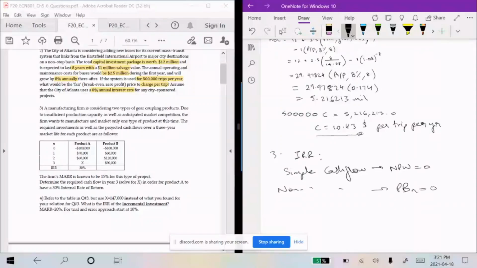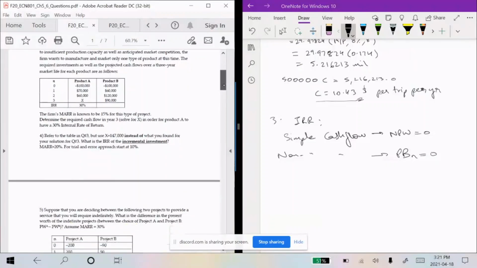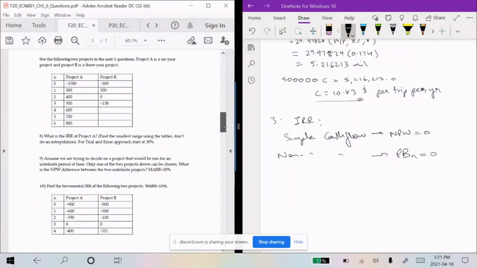So here, what simple cash flow means is that only the first value is negative, and all the others have the same sign, all positive. So this is a simple one. A non-simple one would be right here. This one, see it's negative at first, then it's positive, and again negative. So if the sign keeps changing, that's a non-simple cash flow. And in that one, to find the internal rate of return, you use the project balance method. But in this one, it's just normal net present worth.